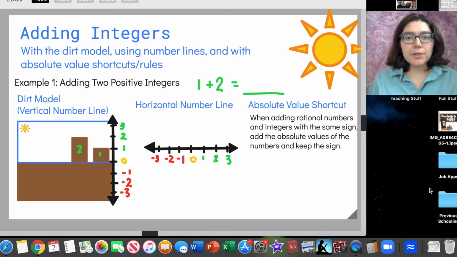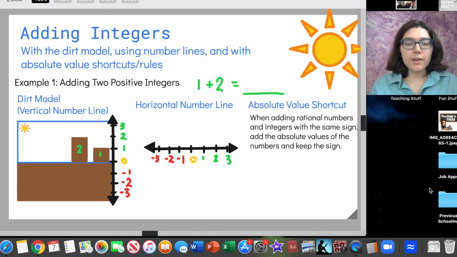Hello everyone, welcome to today's video on adding integers. We're going to look at adding integers using three methods with the DIRT model, which I introduced when we talked about opposite summing to zero, using number lines, and then with absolute values, kind of rules and shortcuts.